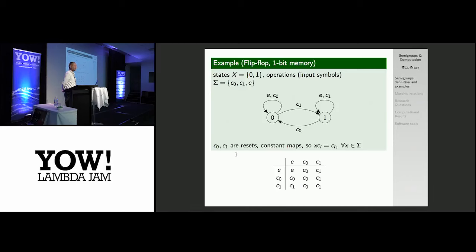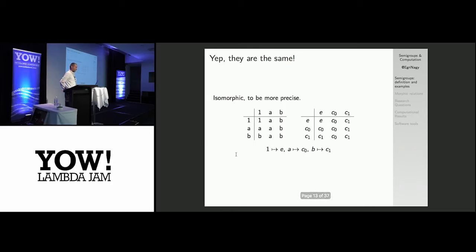Okay, so the question is, is this composition table familiar? And the answer should be, oh yes, we've seen this before. That was the abstract multiplication table I showed you. And they are the same. To be more precise, they are isomorphic. If you use this mapping, then you can see that it's basically the same structure, only the names differ.